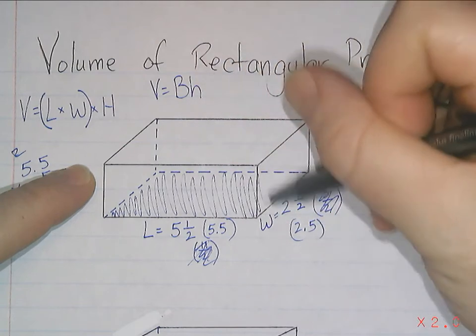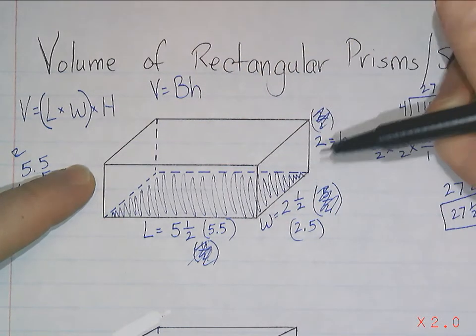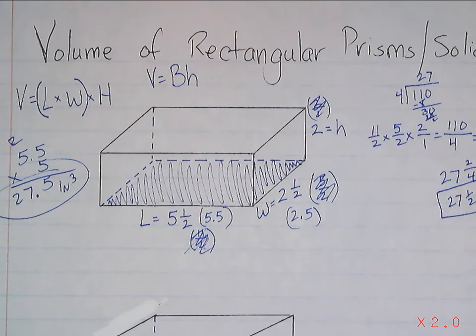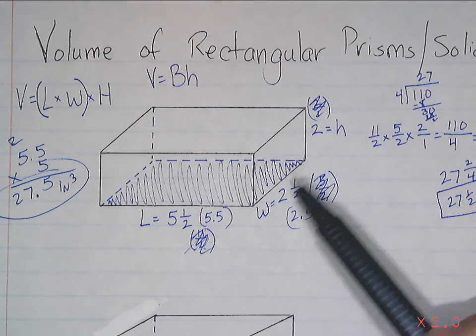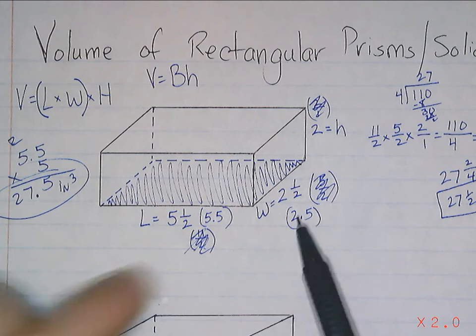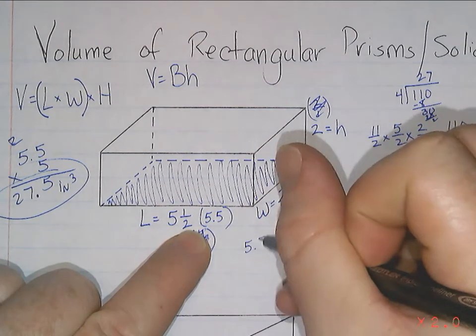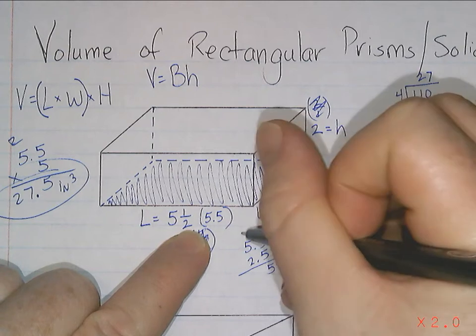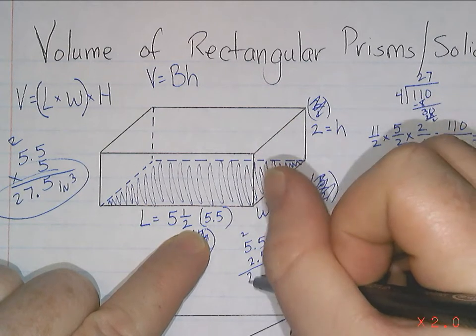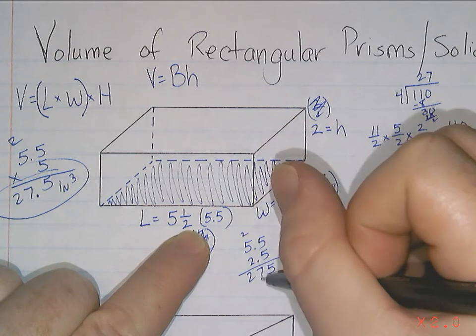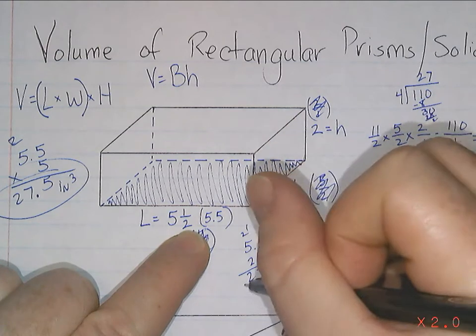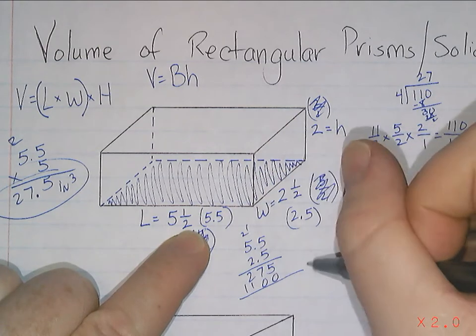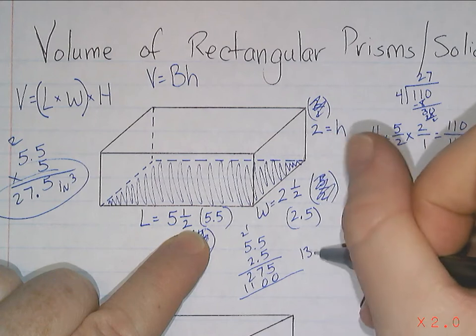So this is the area of the base. This is that capital B. If I wanted to, what I could have done was multiply these two together first. 5.5 times 2.5 would have been 13.75.